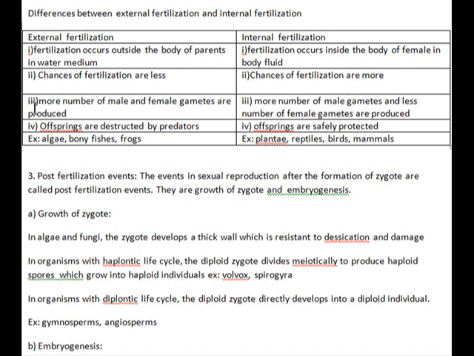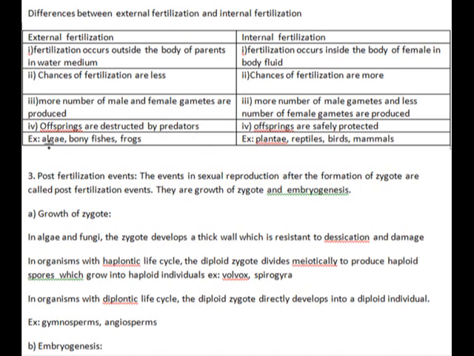And point 3, under external, more number of male and female gametes are usually produced. Under internal, more number of male gametes and fewer female gametes are produced. And point 4, under external, offsprings are destroyed by predators. The predators and the environmental factors usually destroy the offsprings during the early stage of development, but in internal, offsprings are safely protected and there is parental care by the parents.